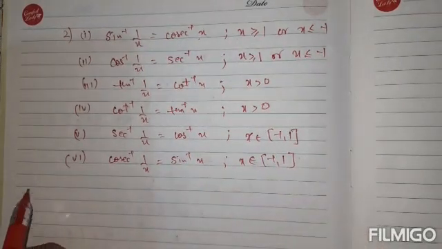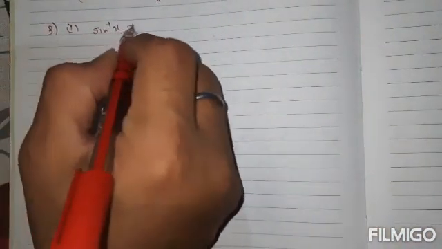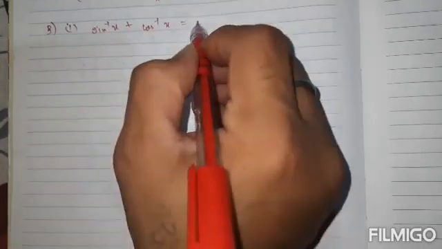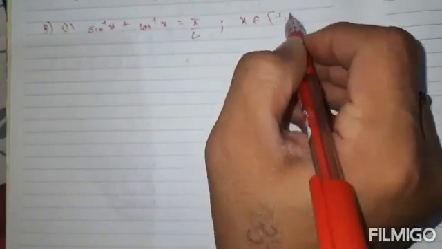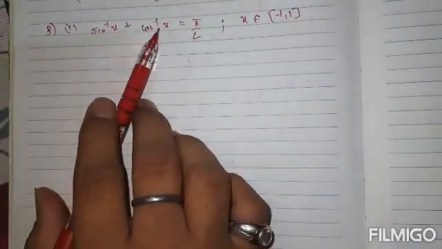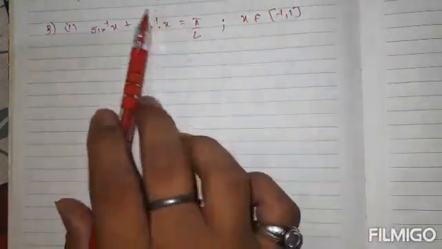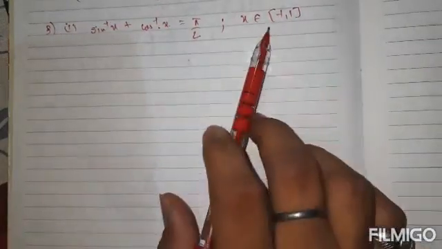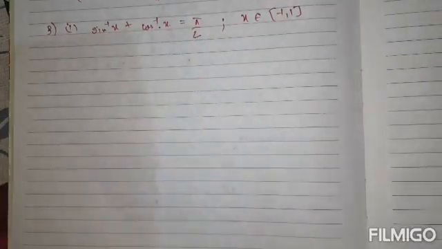Then we have the third set of formulas also. Number 1: sine inverse x plus cos inverse x is always pi by 2 for any value of x lying between minus 1 and 1. Since both of these functions, sine inverse x and cos inverse x, have domain minus 1 to 1, clearly this formula has the domain minus 1 to 1. For any value of x lying in this interval, the expression sine inverse x plus cos inverse x is always pi by 2.